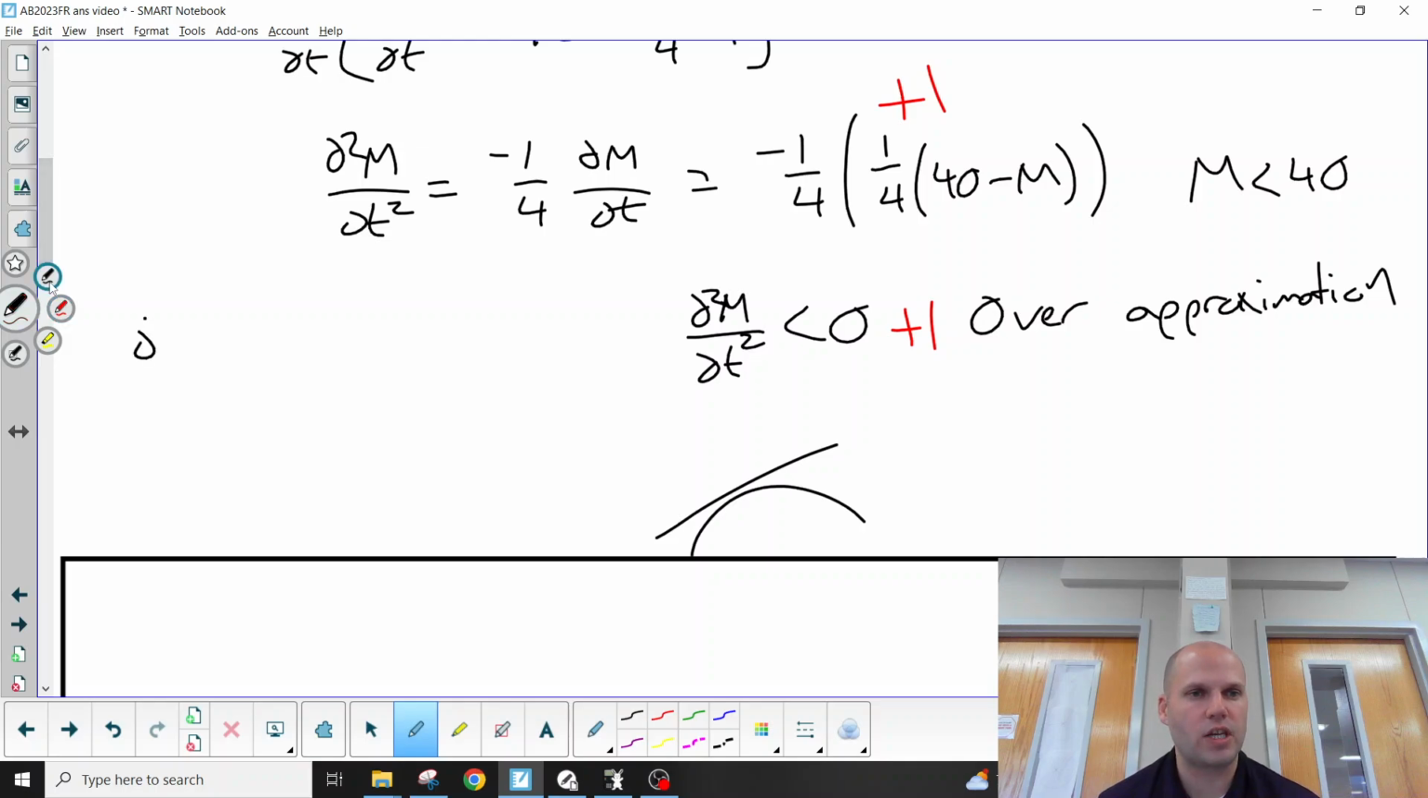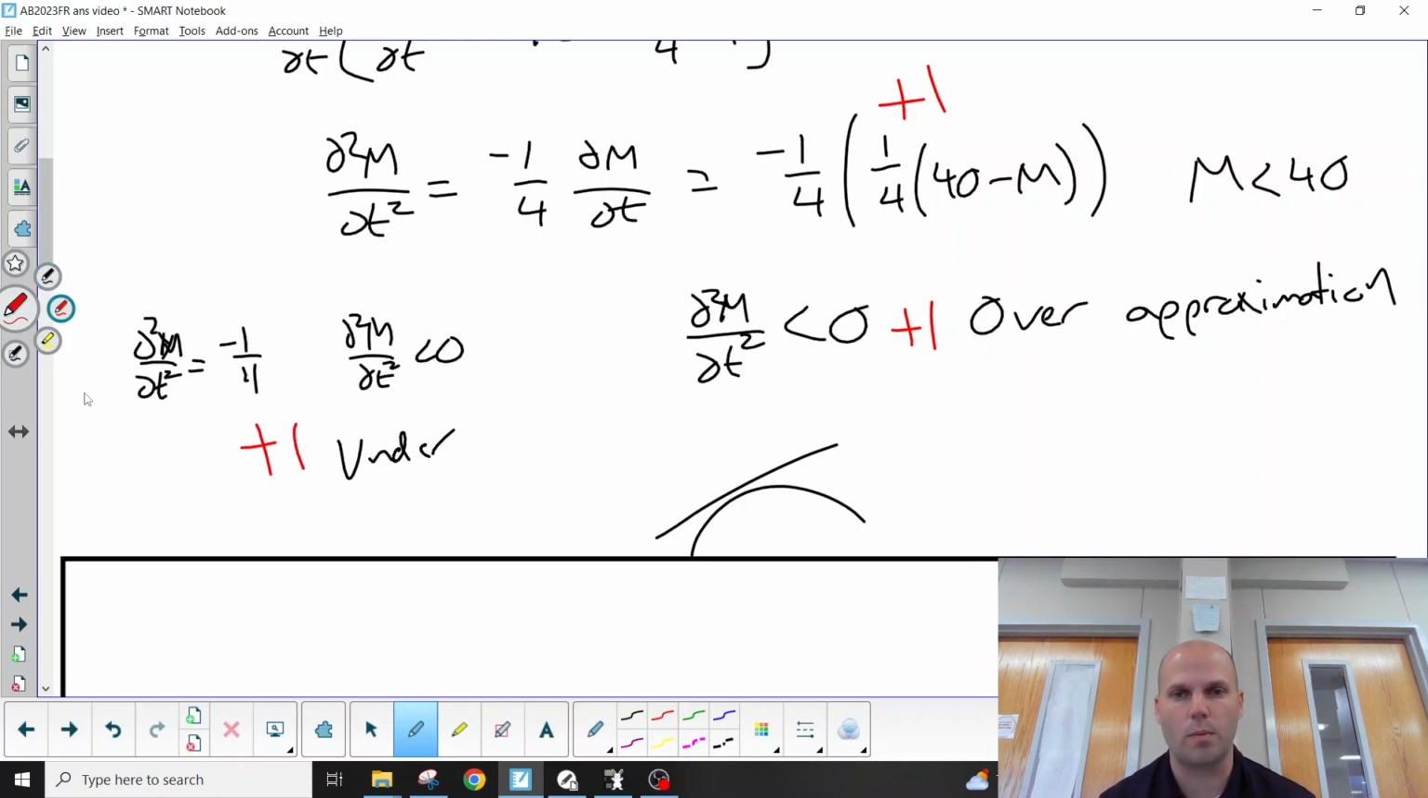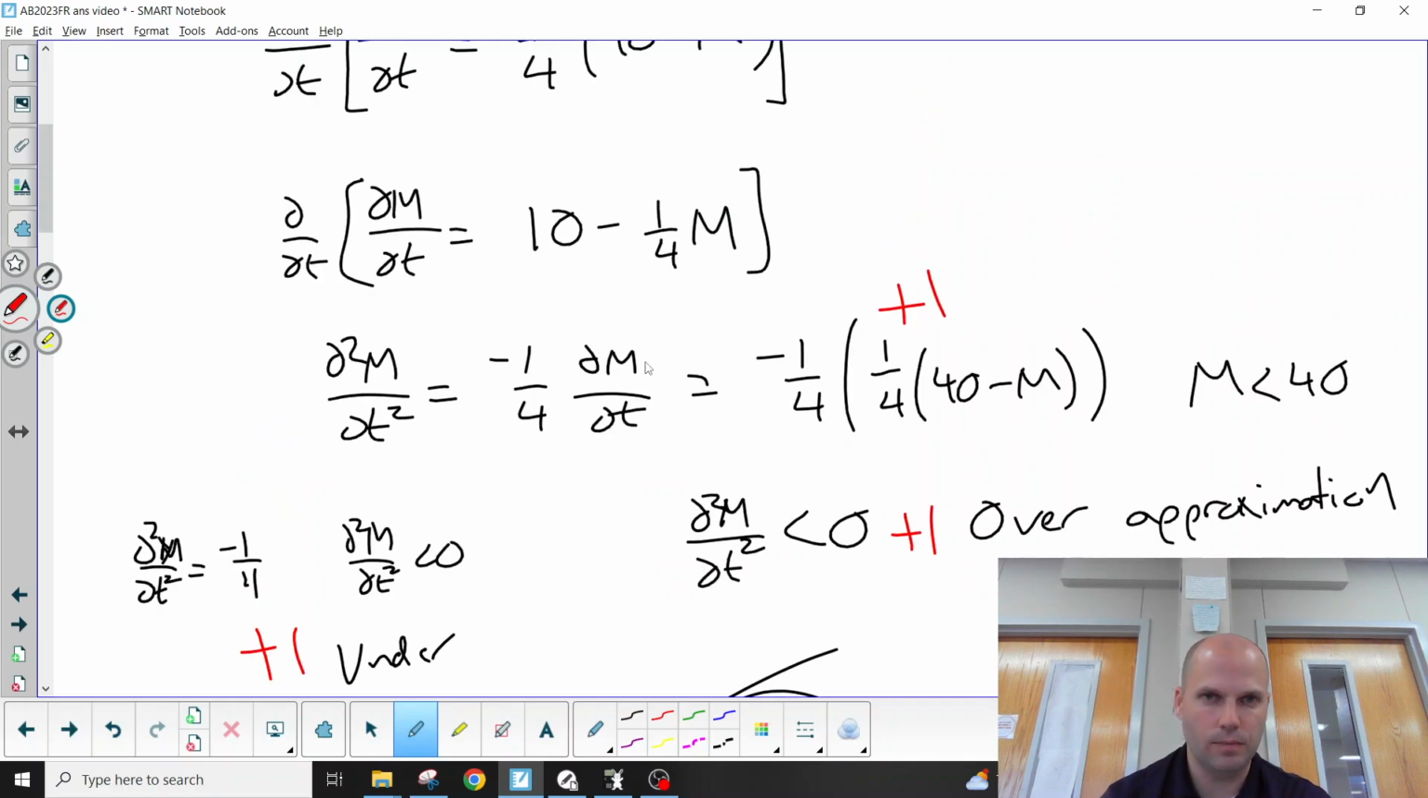Most of you are probably saying that your second derivative, d squared m over dt squared, is just negative 1/4. You are probably saying the second derivative is negative, and then you're probably saying under approximation, so you're going to get a point for that. So at least you're coming away with 1 point, but maybe not the 2.